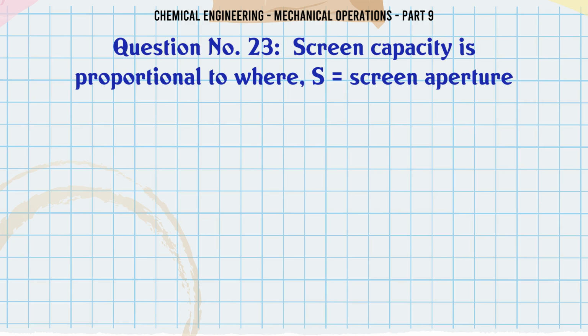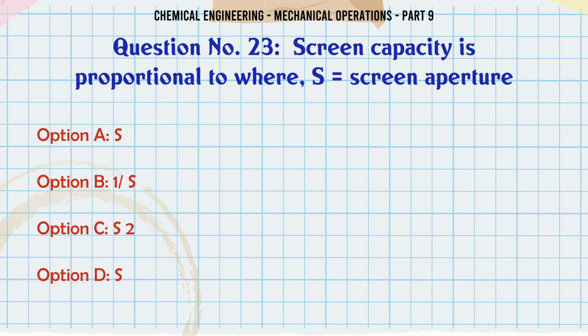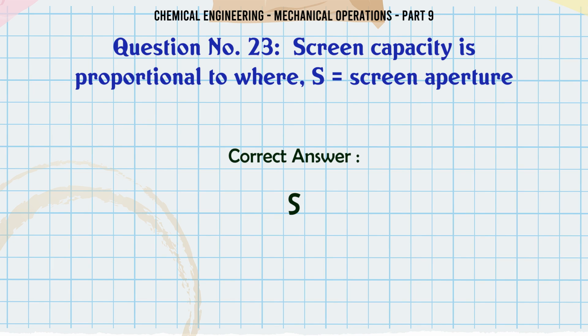Screen capacity is proportional to, where S is the screen aperture. A. S. B. 1/S. C. S². D. √S. The correct answer is √S.